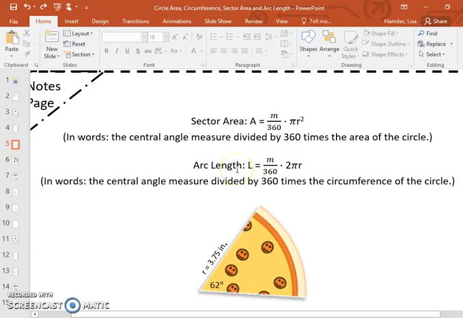For arc length, same thing. Arc length is a piece of the circumference. So notice how we're using 2 pi r instead of pi r squared. So take 62, put it in place of the M: 62 divided by 360 times 2 pi 3.75. And that would give you your arc length, the distance from here to here in inches.